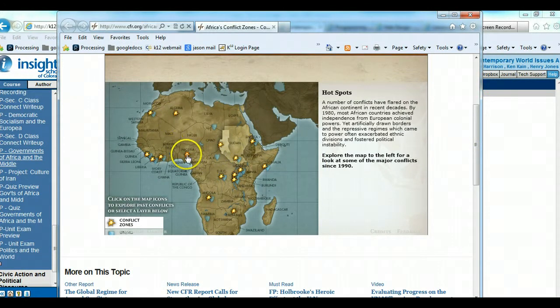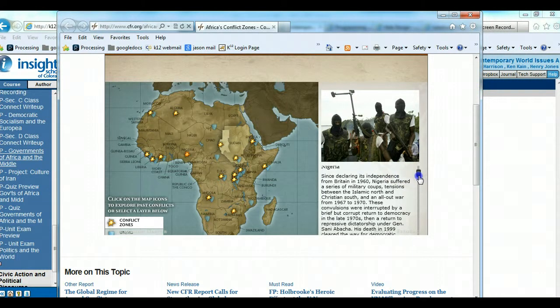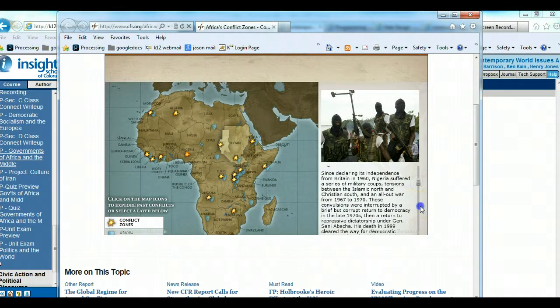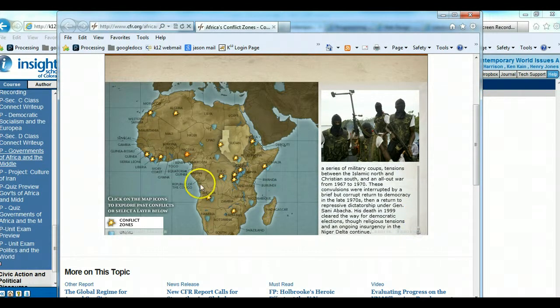So let's just go right here to Nigeria. And you see right over here, Nigeria. You can read about it. So, they declared their independence in 1960, but they've had military coups, which means the military takes over the government. All kinds of things happening in Nigeria over the years. So you can read about all of these different conflicts that are happening.